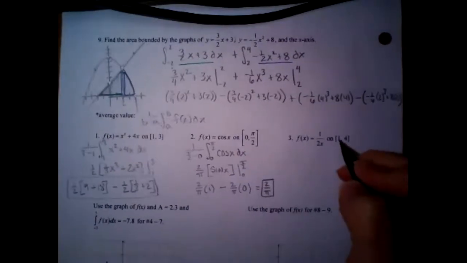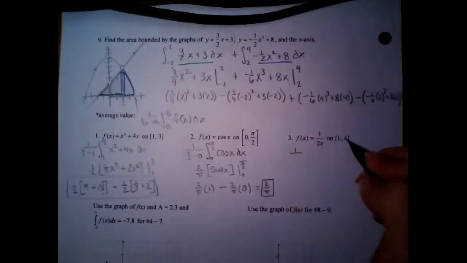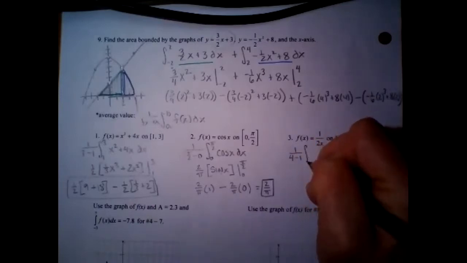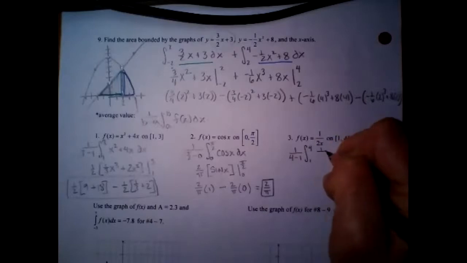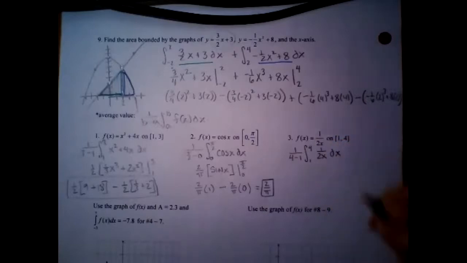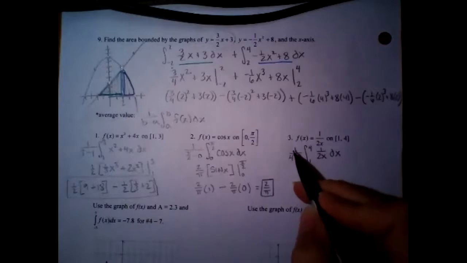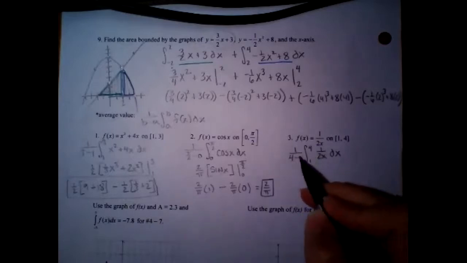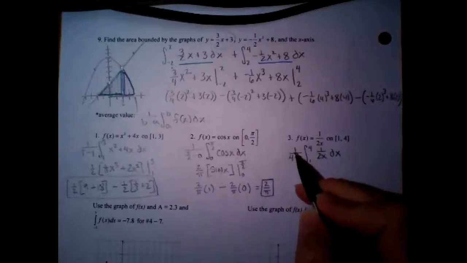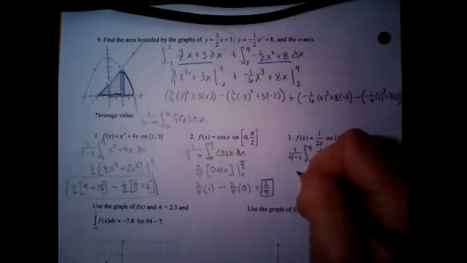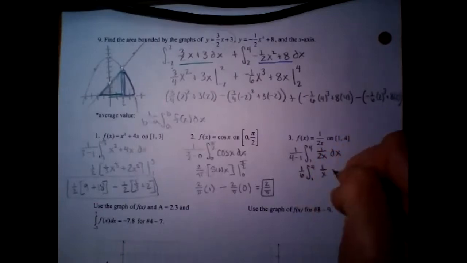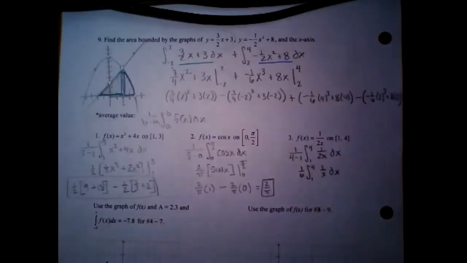All right, so for this one, same thing. It's going to be 1 over 4 minus 1, integral from 1 to 4, 1 over 2x dx. So this fraction out front would be a 1/3. I'm going to also bring this 1/2 out. So if I have a 1/3 times a 1/2, that's going to be a 1/6. And then in here, I'll just have 1 over x dx.